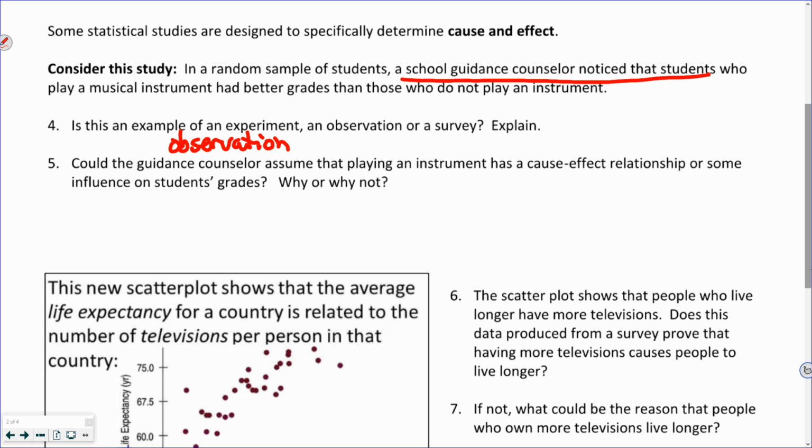She didn't ask questions. She just noticed that these students played a musical instrument, probably checked them out on their computer to see their grades and noticed that their grades were good. So, just kind of an observation she threw together. Now it says, could the guidance counselor assume that playing an instrument has a cause and effect or some influence on students' grades? Why or why not? That's going to be no. No cause and effect.